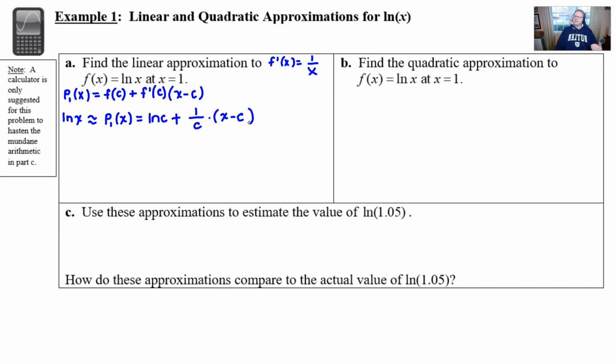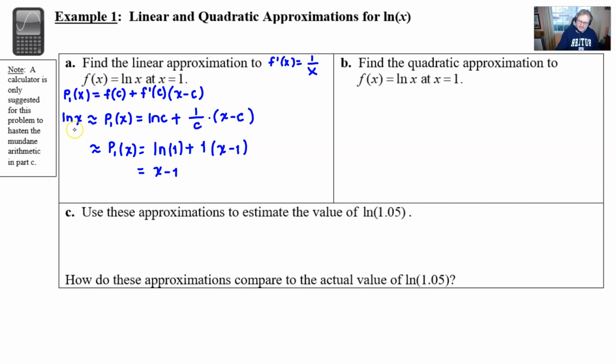Okay, well, what do we do next? Well, we want to find this approximation at a very specific place, and that's when x is 1. The x that I'm talking about is that specific c value. So now I can replace all of the c's with 1. That's my very specific location. So my natural log is approximately, again, p1 of x, which is natural log of 1 plus 1 over 1 times the quantity x minus 1, which is a fancy way of just saying x minus 1 once everything simplifies.